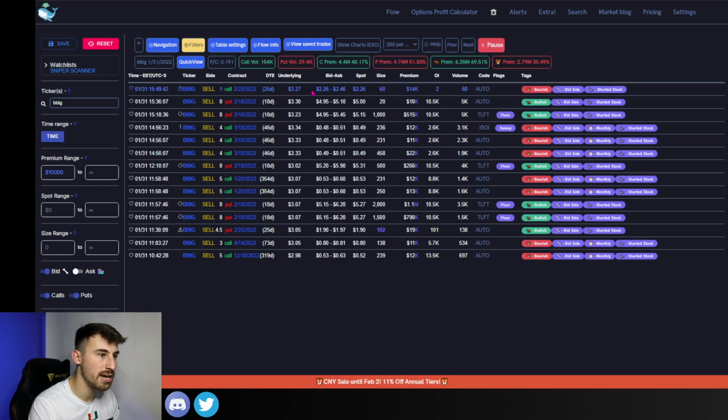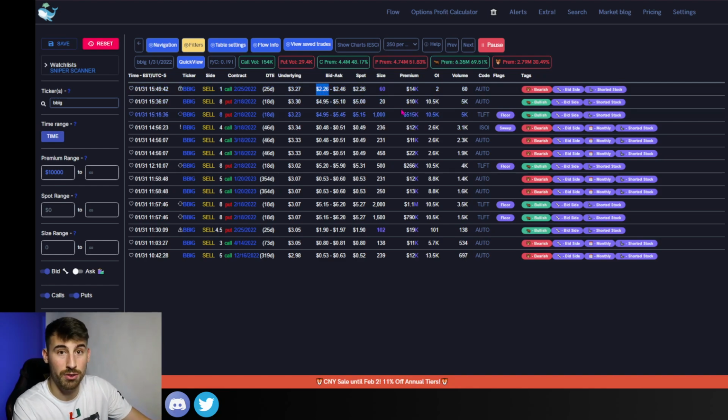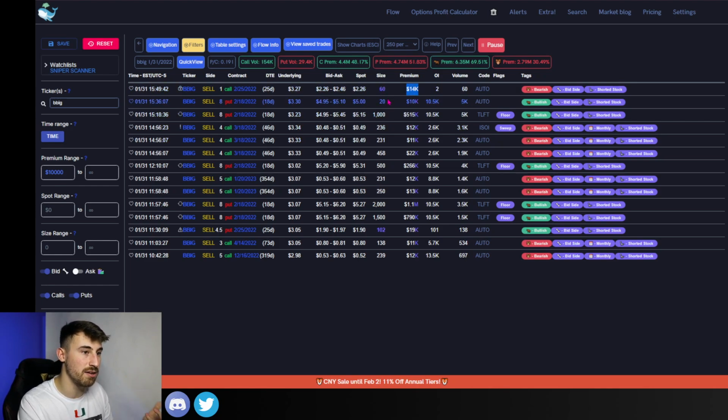So right here for this trade, for example, the bid-ask spread was $2.26 to $2.46, and then the spot was $2.26. So essentially what this possibly could mean is that a whale stepped in. He saw that the bid-ask spread was $2.26. He wanted to get that immediate fill and sell his call options or her call options. Could be anyone, right? And they get that immediate fill by placing their order at the bid, because that's where someone is bidding on the call option already, and it gets filled for 14K of premium, a size of 60.